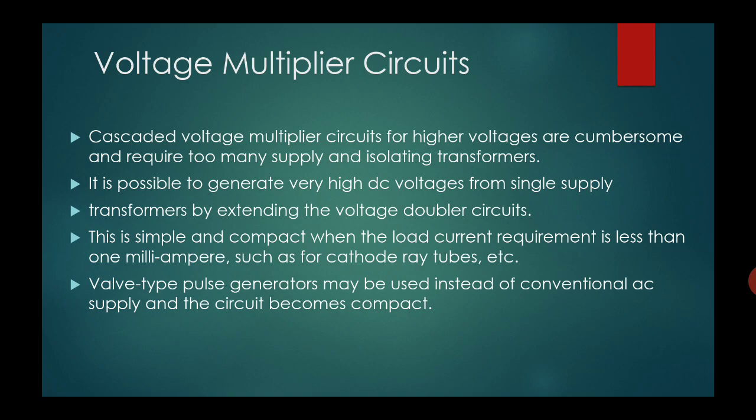Valve type pulse generators may be used instead of conventional AC supply and the circuit becomes compact. So in the voltage multiplier circuit, one thing is that it is only for low load current requirements, around 1 milliampere, and valve type pulse generators may be used instead of conventional AC supply.